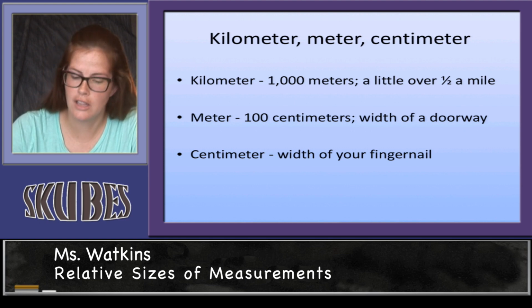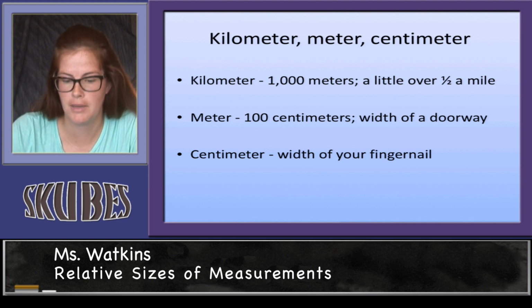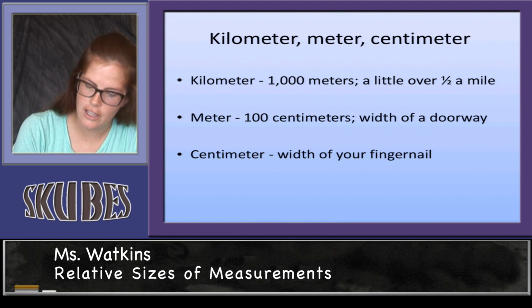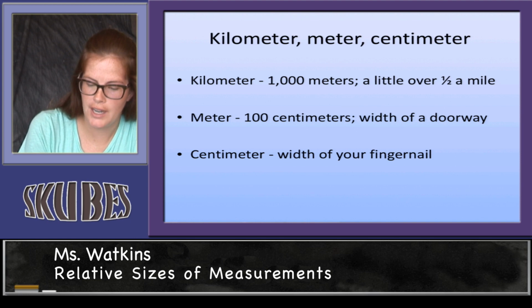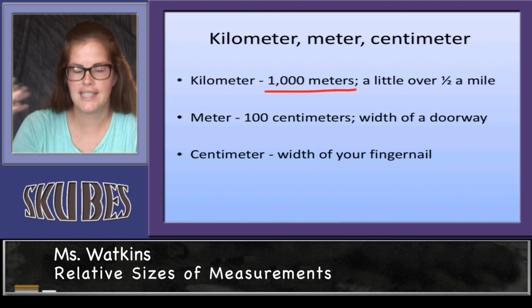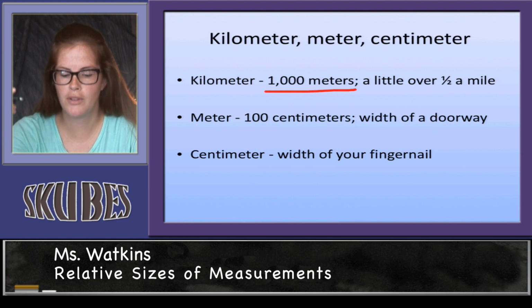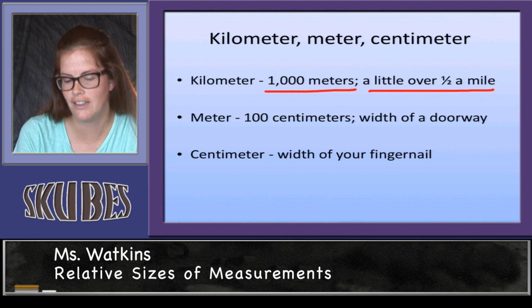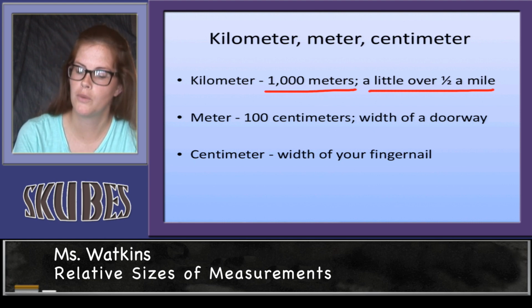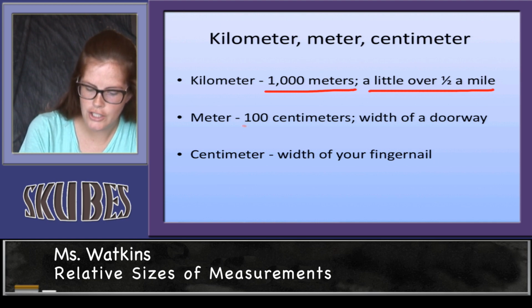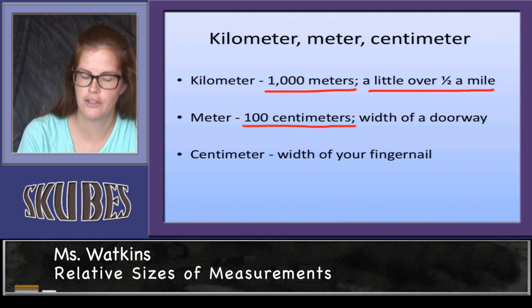When dealing with kilometers, meters, and centimeters, those are our metric lengths, we'll look at a kilometer. It's important to know that a kilometer is 1,000 meters, but for this to have some meaning for you, just remember that a kilometer is going to be a little over half a mile. So when you're trying to decide what unit of measurement to use, a kilometer would just be a little over half a mile.